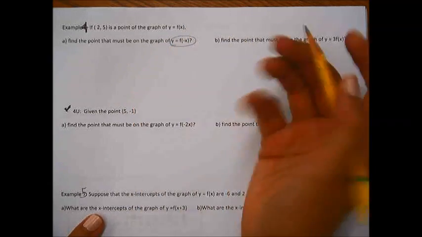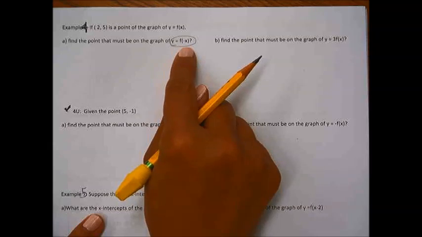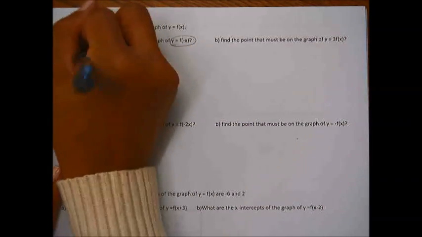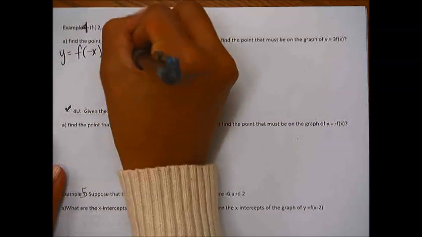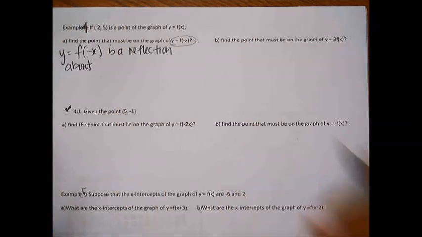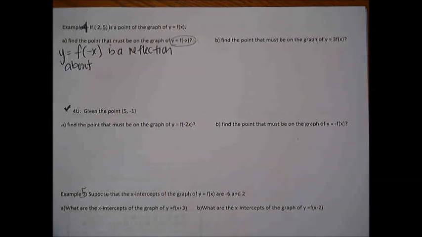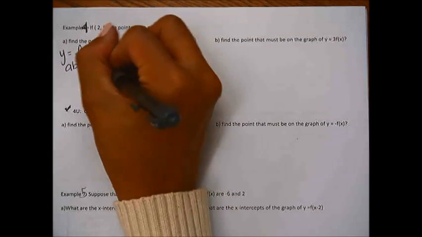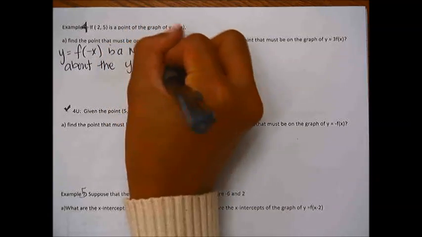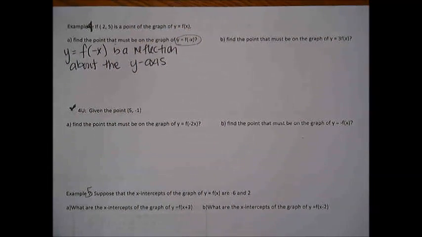So look at this transformation. y equals f of negative x. If I said state the transformation, y equals f of negative x is a reflection about what? I'm going to see if you remember. So y equals f of negative x is a reflection about the, I hope you said y-axis. Okay? It is a reflection about the y-axis.